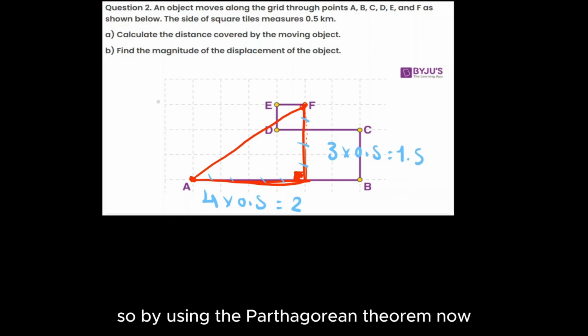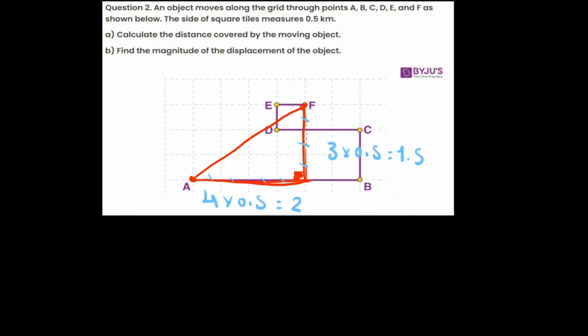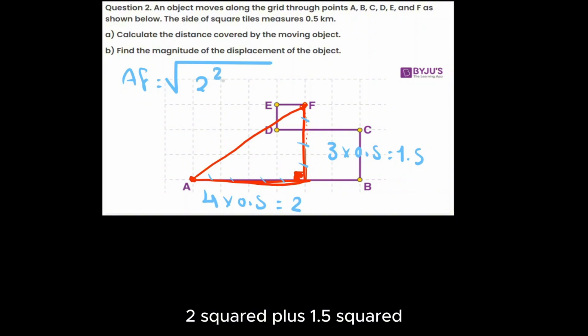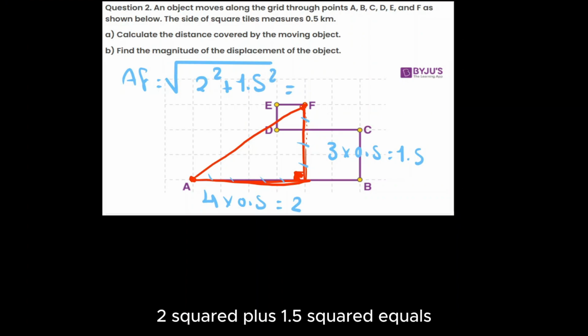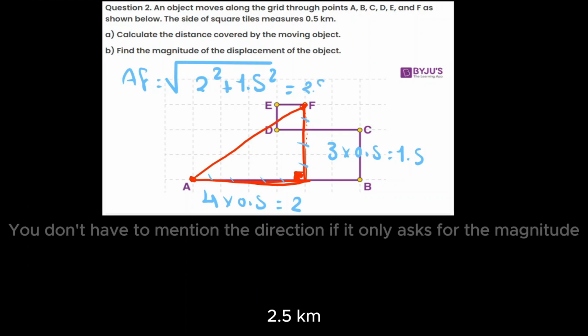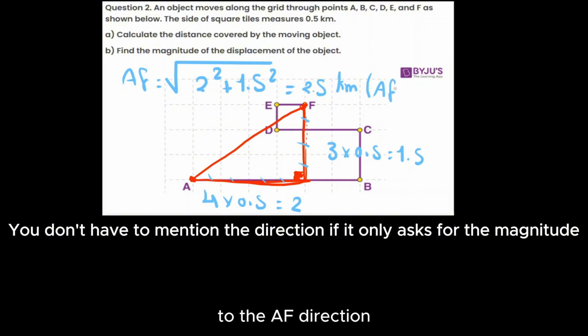So by using the Pythagorean theorem now, let's see. AF equals 2 squared plus 1.5 squared. So let's calculate this. 2 squared plus 1.5 squared equals 2.5 kilometers in the AF direction.